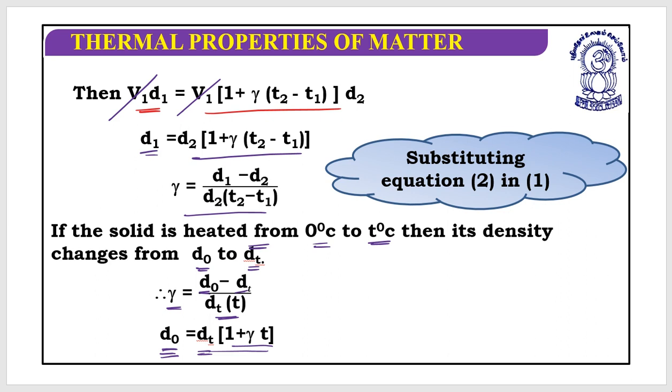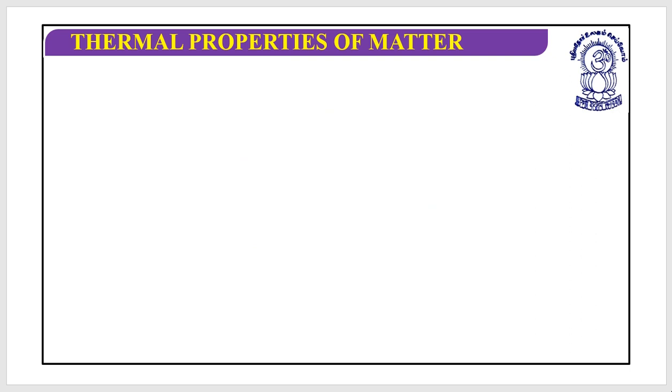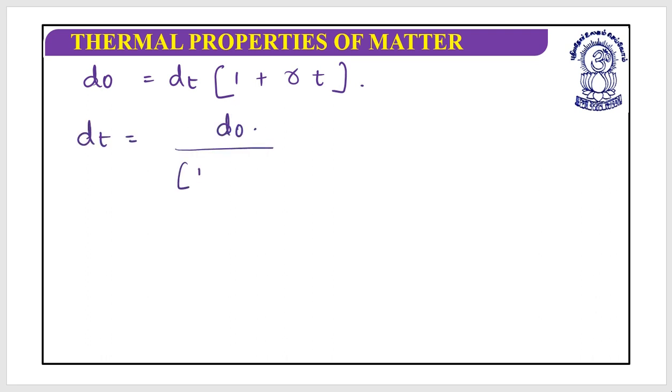Is it clear? So from this I can write like this, that this was the situation. Look at this. The density at 0 degree Celsius is equal to the density at T degree Celsius into bracket 1 plus gamma into T. From this it could be written as d_t is equal to d_0 into bracket 1 plus gamma into T, and from this it could be written as (1 plus gamma into T) to the power minus 1.